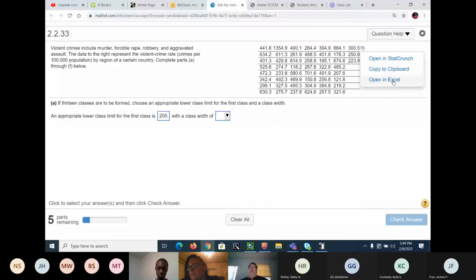Now I'm going to go back to things to do. Violent crimes include murder, forcible rape, robbery, and aggravated assault. The data to the right represents violent crimes per 100,000 population by region of a certain country. Complete parts A through F below. If 13 classes are to be formed, choose an appropriate lower class limit for the first class.